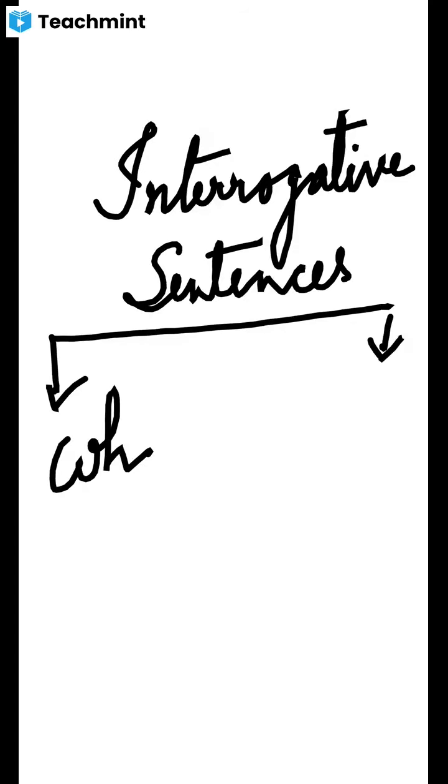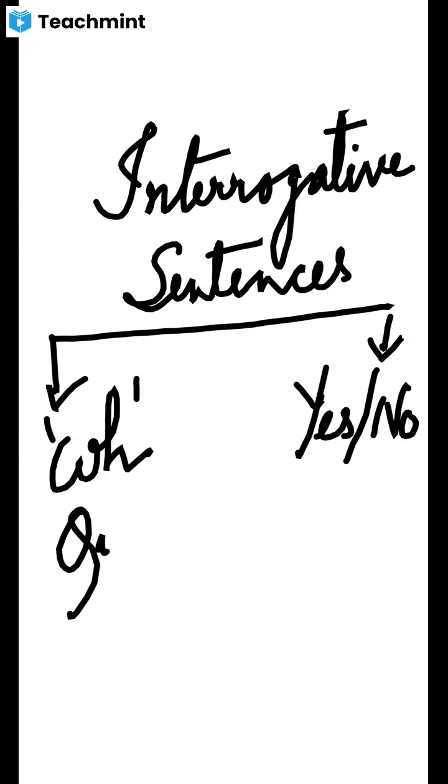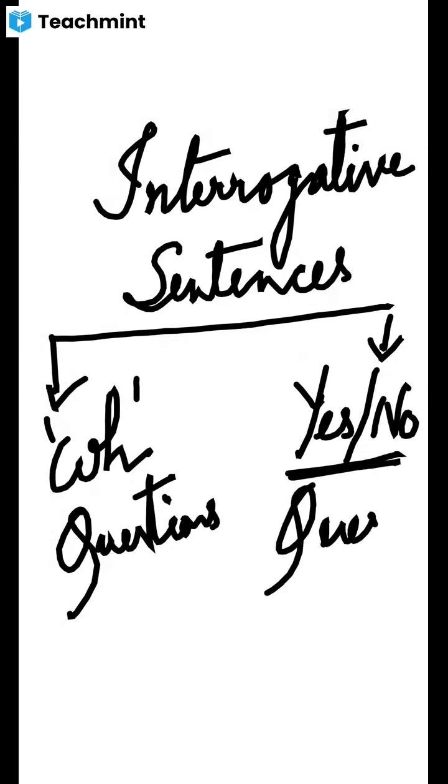In the previous class, we saw one type is with a WH word, that is, those sentences can be called WH questions, and another type of interrogative sentence is called yes no questions. I have written it in short, yes no questions.